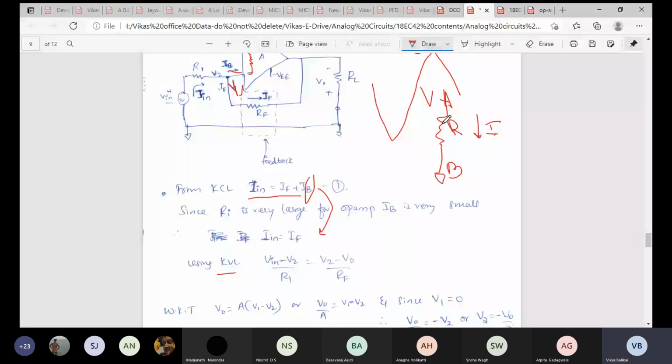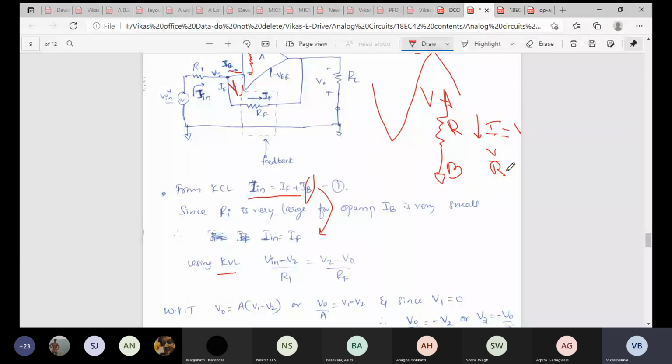Kindly excuse me for the filthy drawing because I'm using the mouse, so the drawing is not so good. And normally, if I ask you what is the current flowing through this resistance R, you basically apply Ohm's law. So usually you say V is equal to IR, or I is equal to V by R. So that's your answer. So basically I is equal to V by R.